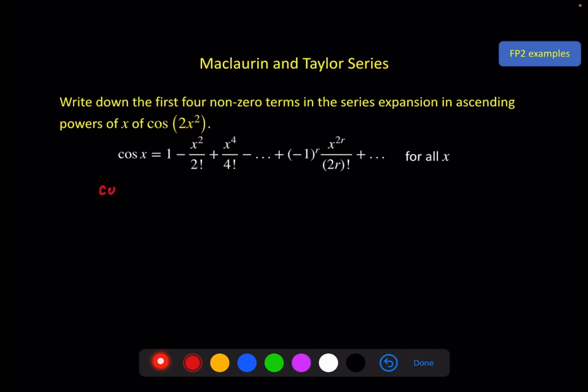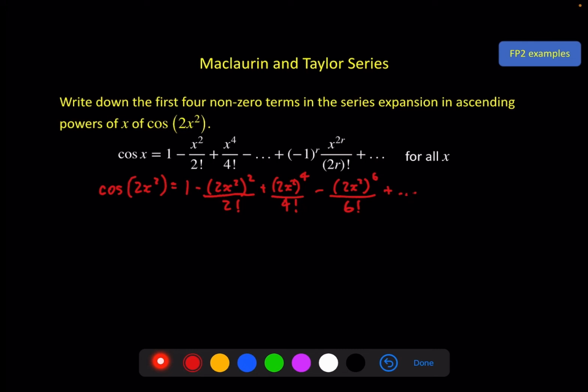So I'm just going to go through that here. I've got the 1, that doesn't change, minus, instead of x, 2x squared over 2 factorial, plus 2x squared to the power 4 over 4 factorial, and then following the pattern, it will be minus 2x squared to the power 6 over 6 factorial. And these are the first 4 non-zero terms.